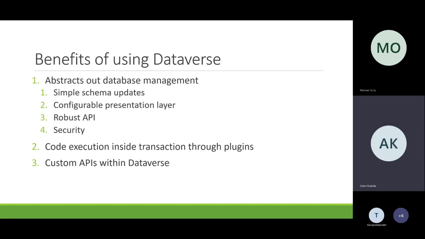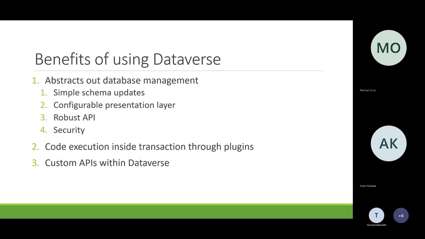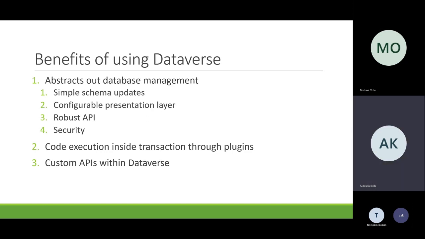Security, skipped over the API. There's an API that lets you work with the Dataverse programmatically, so you can perform actions, you can do all your CRUD operations, things that you would expect to do with a database. You can do that through the API. And security is a really big one. It's really simple to configure security at the table level for rows or even for specific columns across rows in a table.